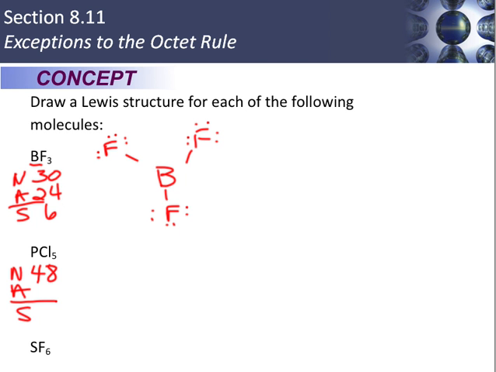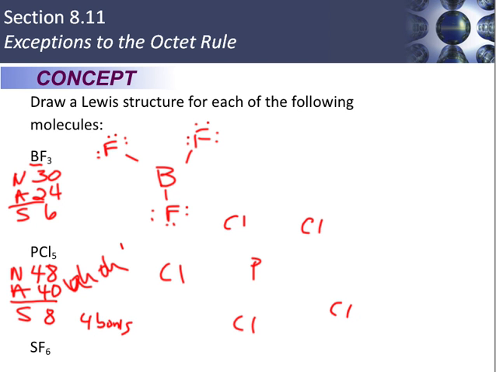7 times 5 is 35 plus 5 is 40. So we're going to share 8. That's 4 bonds, right? If you set this up, can you do this picture with 4 bonds? That is your clue. Uh-oh. So that means we have to follow the following steps. And they're not hard. Don't freak out.